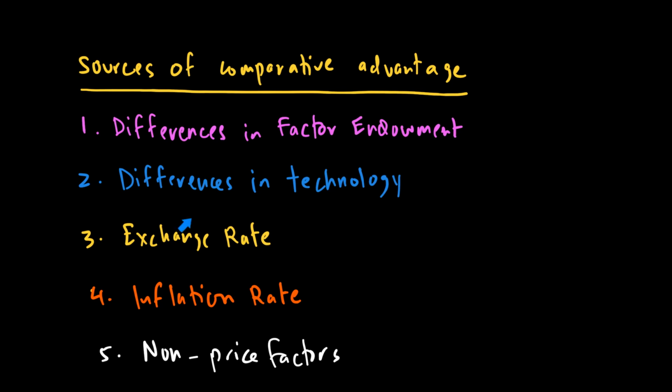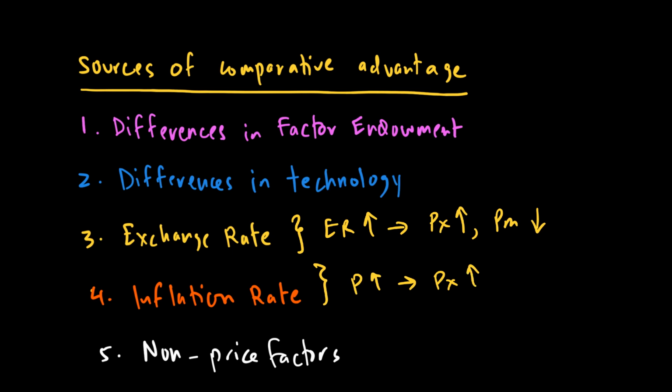Another one could be the exchange rate. We know that if the exchange rate is high for a country, exports become expensive and imports become cheaper, and that can result in higher export prices or sometimes a loss of comparative advantage. Similarly, inflation is a rise in price level which can make our exports expensive and imports cheaper, and can result in a country sometimes losing comparative advantage.